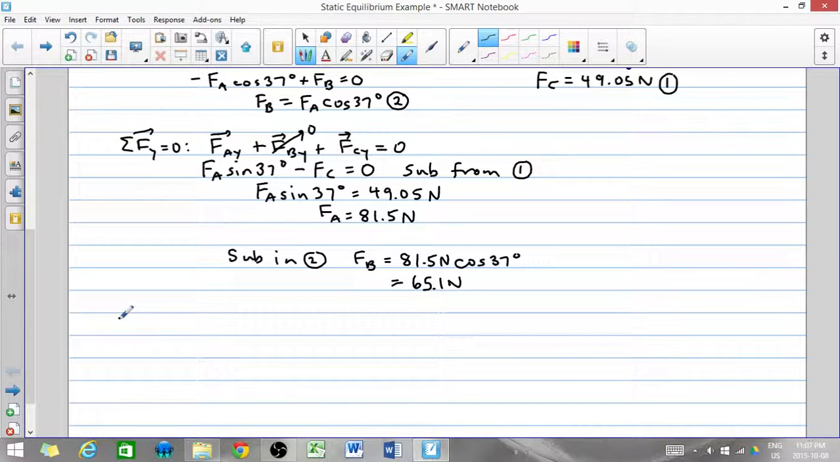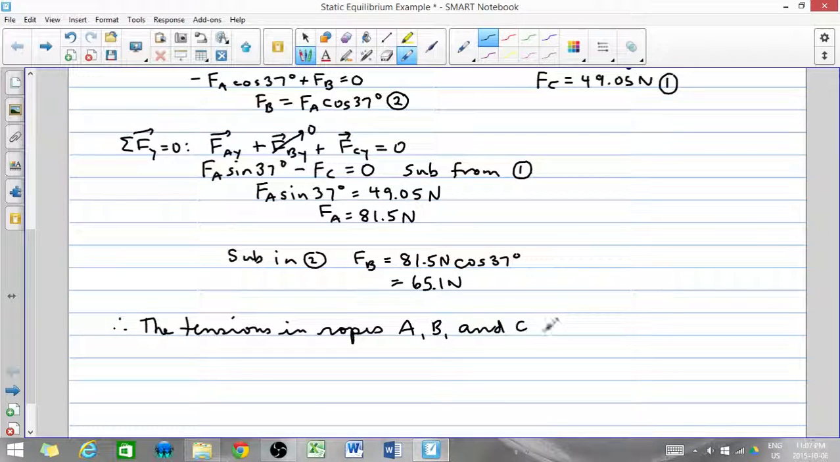We are solved, and we'll just write a therefore statement. Therefore, the tensions in ropes A, B, and C are, and we'll need to get these all down to 2 significant digits. So A is 82 newtons, B is 65 newtons, and C is 49 newtons, respectively.